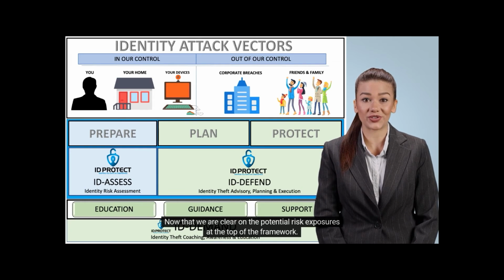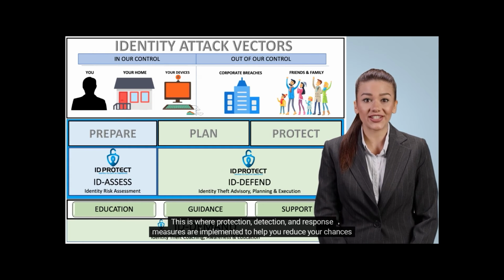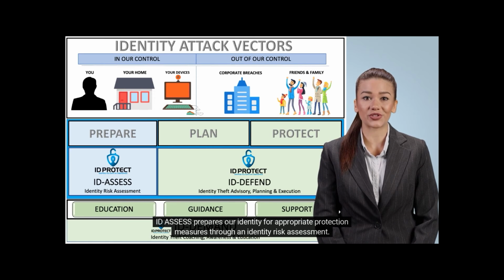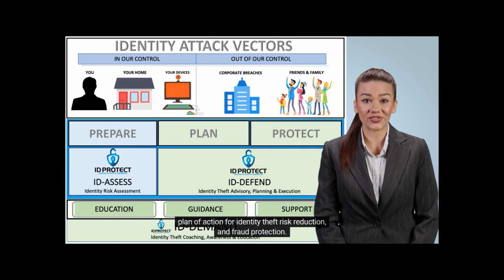Now that we are clear on the potential risk exposures at the top of the framework, it is in the middle of the framework where we level the playing field in your favor. This is where protection, detection, and response measures are implemented to help you reduce your chances of falling victim to identity theft and fraud. It starts with ID Assess. ID Assess prepares our identity for appropriate protection measures through an identity risk assessment. The identity risk assessment is a lead-in to helping everyone understand and agree on what is the right plan of action for identity theft risk reduction and fraud protection.